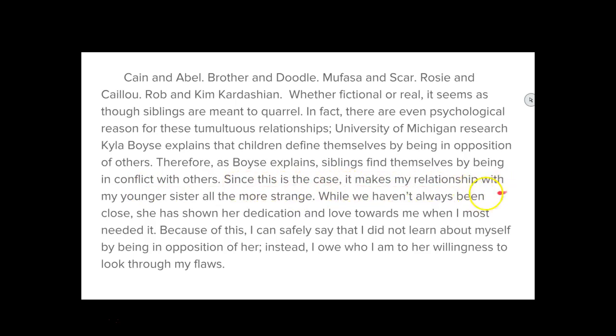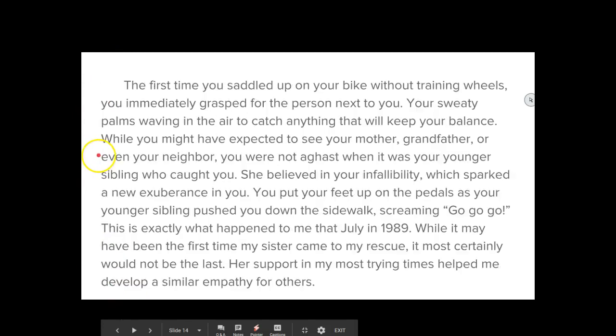Since this is the case, it makes my relationship with my sister all the more strange. That's a transition that says, like, all this stuff that I just told you, all this background information that I provided, actually I'm going to contradict that. So it prepares you and then it shifts you. So this is a good introduction to talk about the relationship between me and my sister.